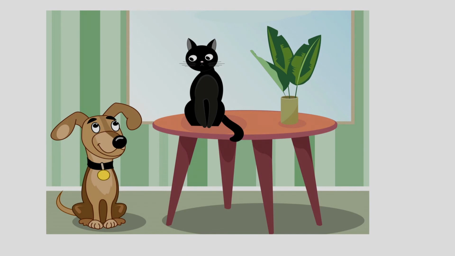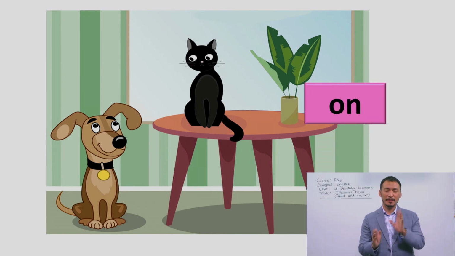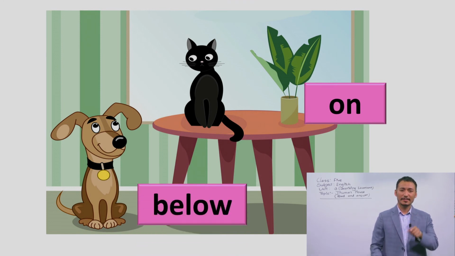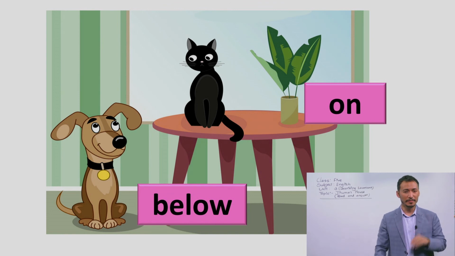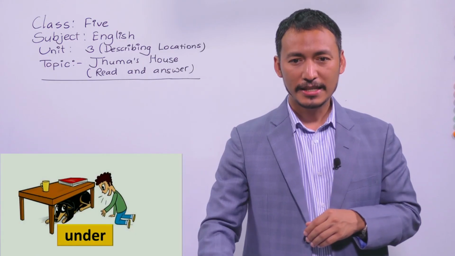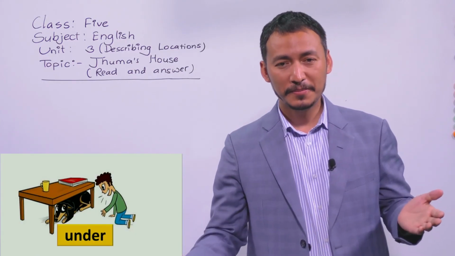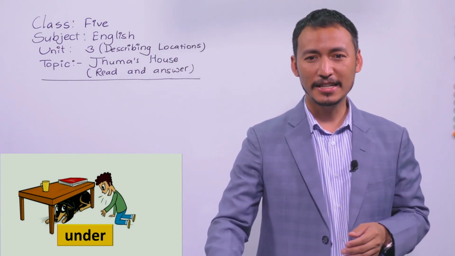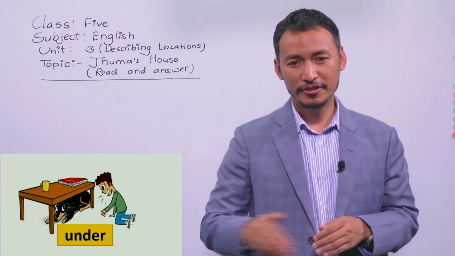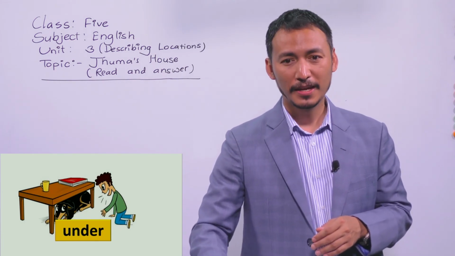One is a cat, another is a dog. Where are they? One is on the table, another is on or below the table. So below means this, down from the surface. Next, where is the dog? The dog is under the table, right? So it is straight down from the table.